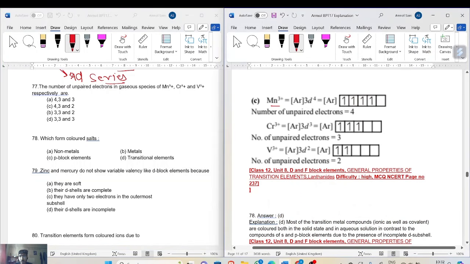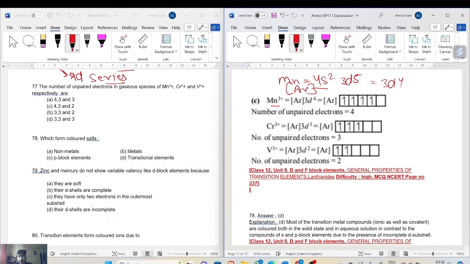Mn3+. We know the electronic configuration for Mn will be 4s2 3d5. Now we want 3+. So first the 4s electrons will be removed and then one electron from 3d will be removed. So it will become, and here argon is also there, so d4 will be left. We can draw d4 through this diagram, so the number of unpaired electrons will be 4.